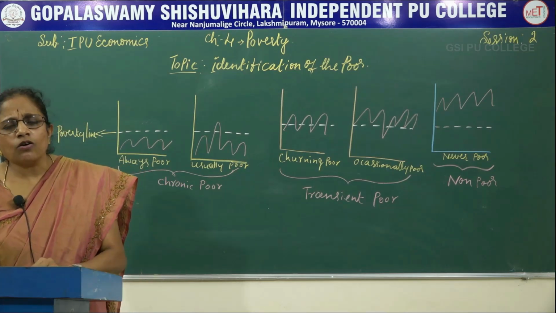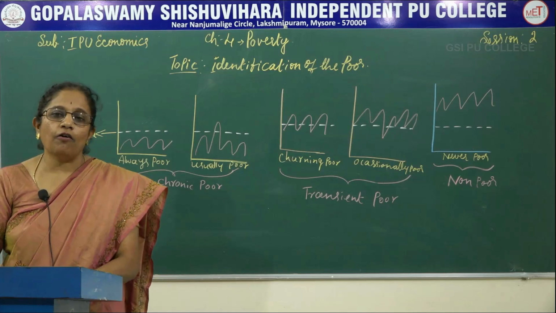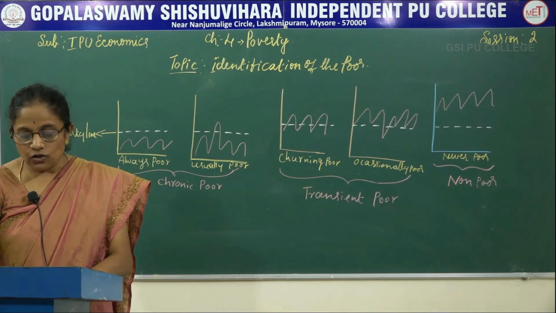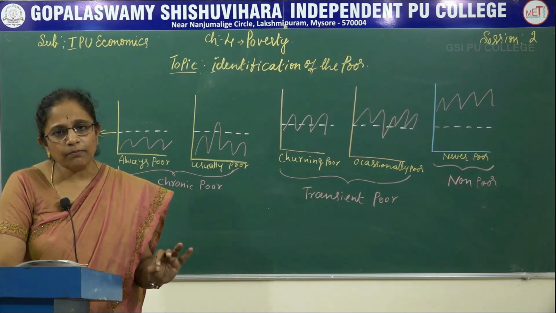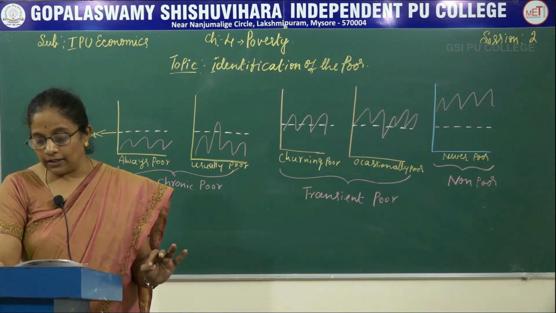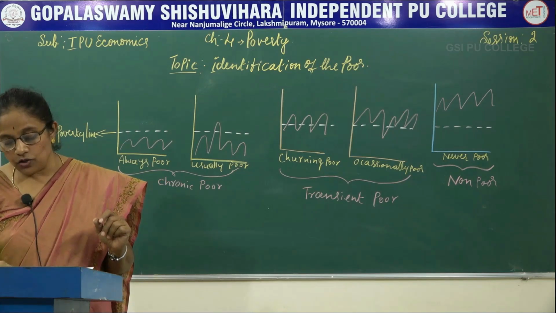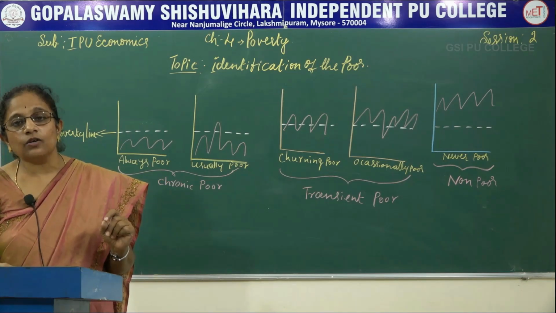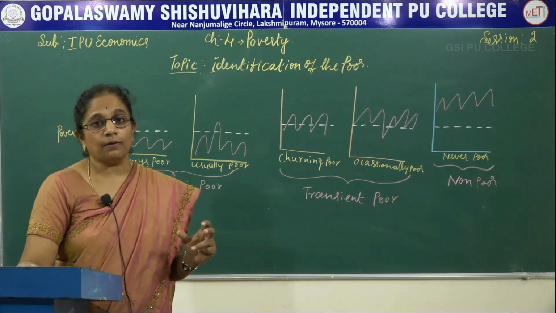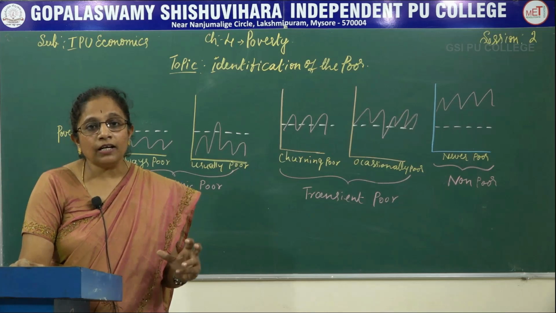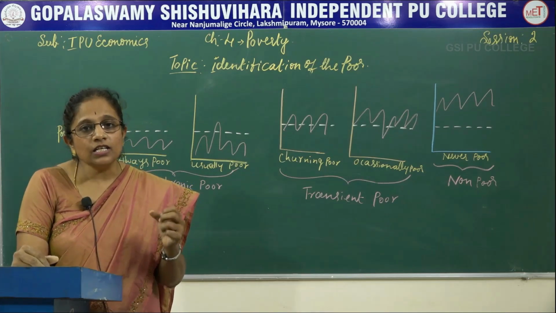So there are lots of reasons for the continuous happening of poverty in India. Therefore, the government has initiated lots of self-employment programs like rural employment programs, Prime Minister Rozgar Yojana, Swarna Jayanti Shahri Rozgar Yojana, and different types of self-employment programs. Even the private sector has taken initiative.